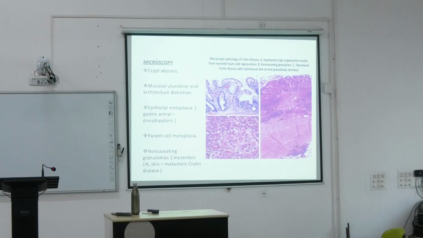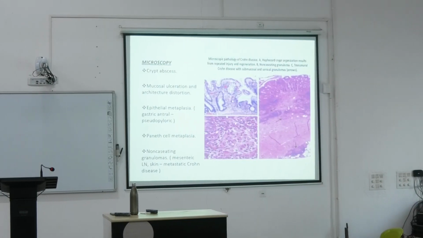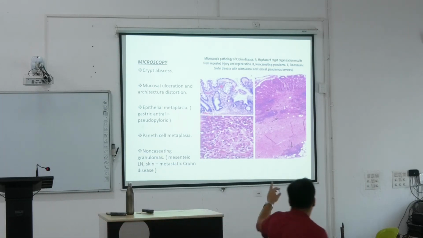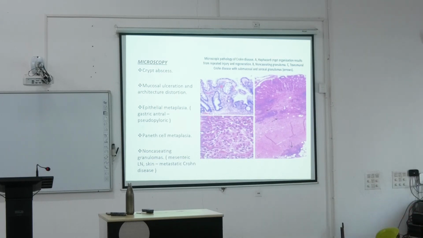If you compare this mucosal lining with this mucosal lining, do you think this is normal? Why? Because of extensive degeneration and regeneration, the crypts take on architecturally bizarre shapes. Okay, they lose orientation to each other. Their shapes become very haphazard, and this is known as crypt distortion. So mucosal ulceration and architectural distortion means which architecture undergoes distortion? The architecture of the crypts undergoes distortion.